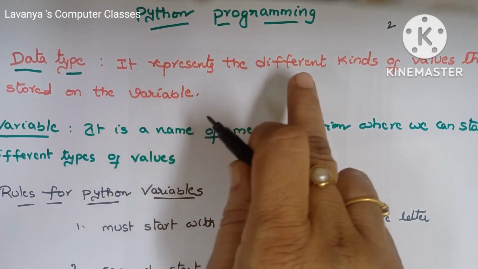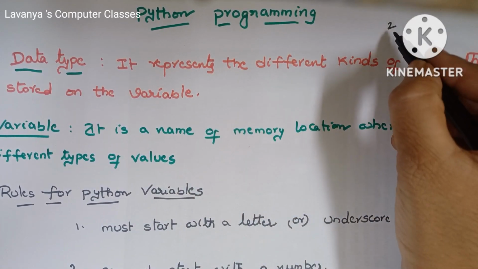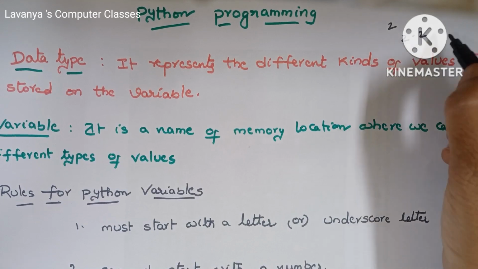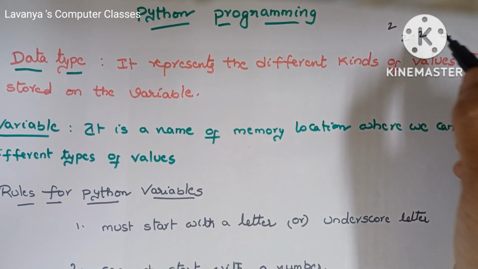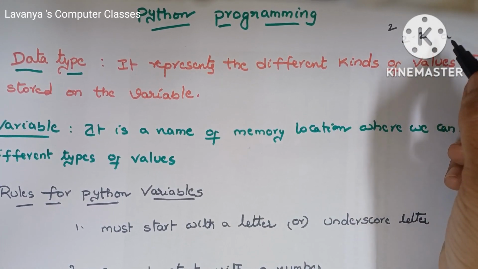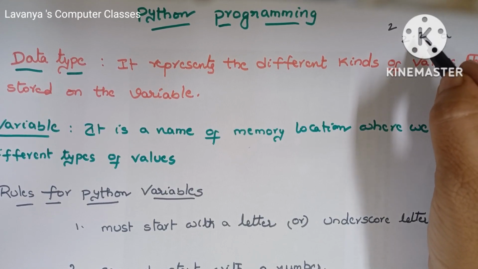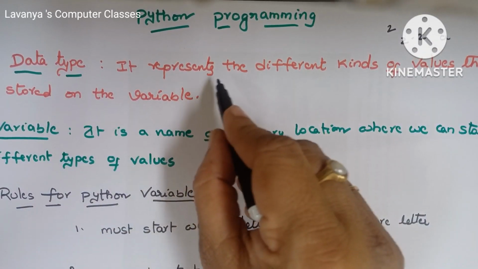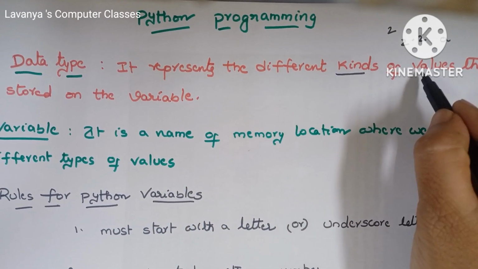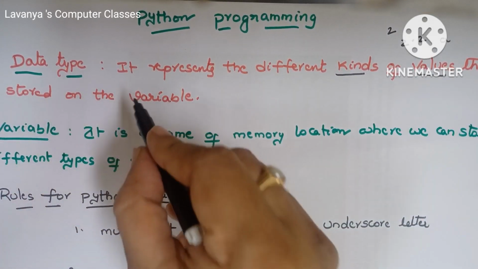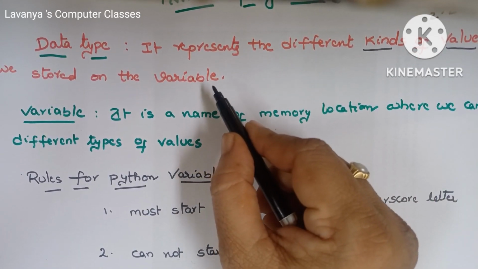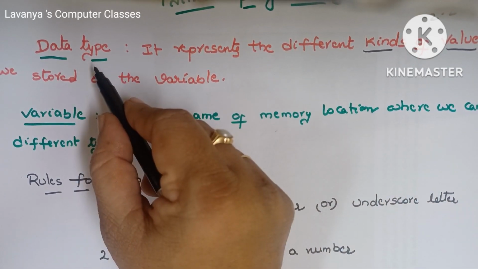It represents different kinds of values, like 2 is a value, 2.2 is another value, and A is a value. These are all values, and values are nothing but data. So which type of values are stored, that is called the data type. It represents the different kinds of values that we store in the variable.